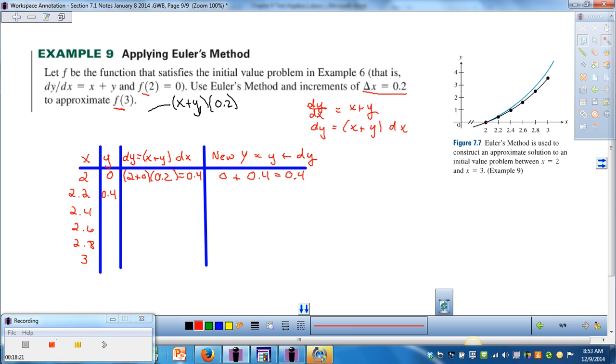And then we go again. It's just an iterative process until we get down to the y value that goes with 3. So what do I plug in for our next one? 2.2 plus 0.4 times 0.2. And what is that? 0.52. Yep. We take our current y, 0.4, and add 0.52, and we get 0.92, and that's our next y. That's the y for 2.4.